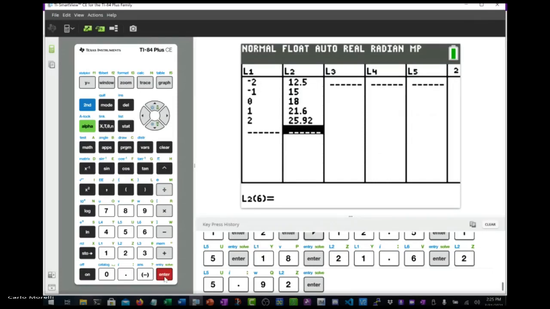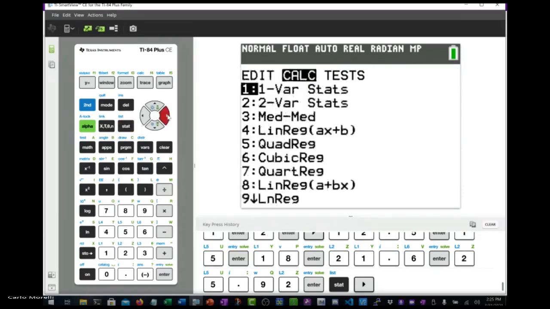Yes, sir. Okay. So make sure everybody's got it entered. Everybody got it entered? Now hit stat calc. So you're going to hit stat and then right arrow to calc and hold there.